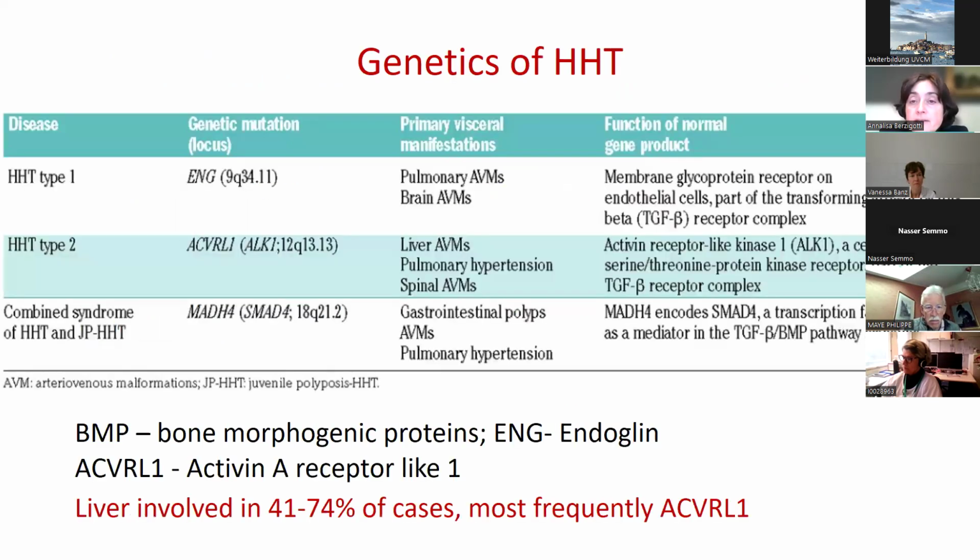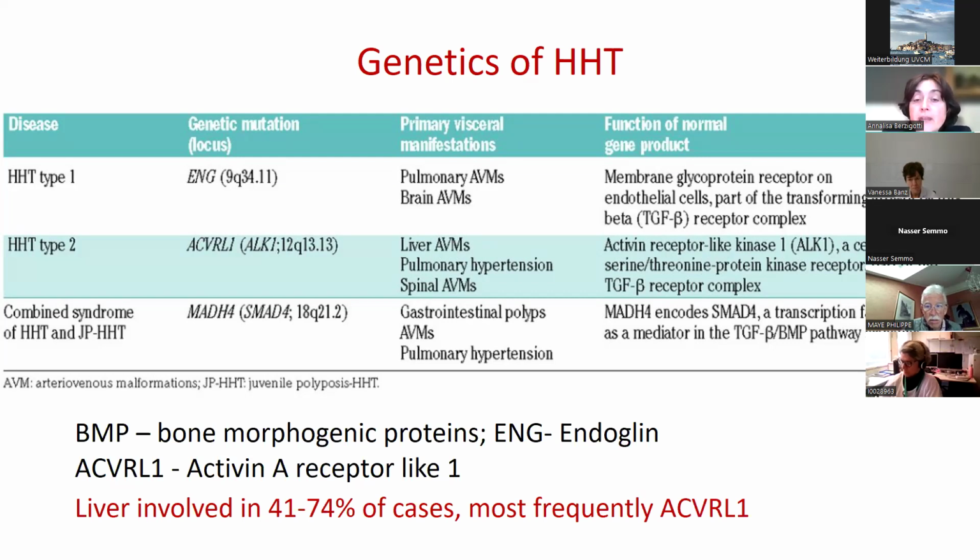We need to know a bit of genetics to understand HHT. So there are 3 major types of the disease characterized by mutation in different genes. Important to know is that these genes codify for proteins that are involved in the transforming growth factor beta receptor complex or cascade, and we will see that this is a pathway that is involved in stopping angiogenesis. So if you have a mutation in one of these genes, you will end up with a non-controlled and activated angiogenesis through the VEGF pathway.